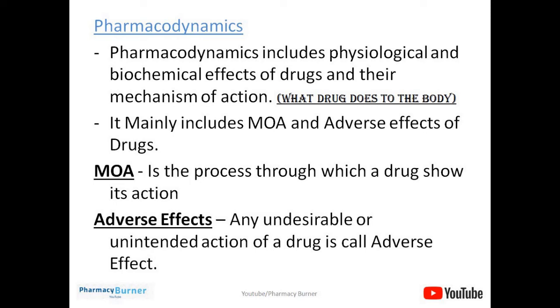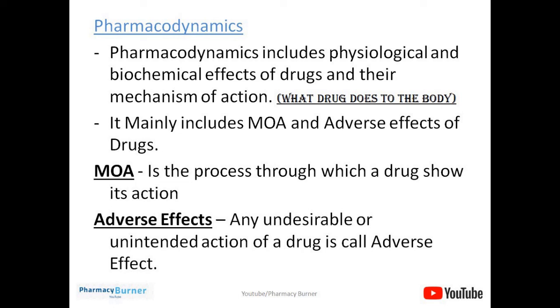There are many mechanisms of action through which a drug shows its action. Mainly through enzymes, a drug can show its action. Through receptors, a drug can show its action, and through some ion channels a drug can show its action. The cell presents many kinds of ion channels and receptors on its outer wall through which a drug can show its action. Next is adverse effect.